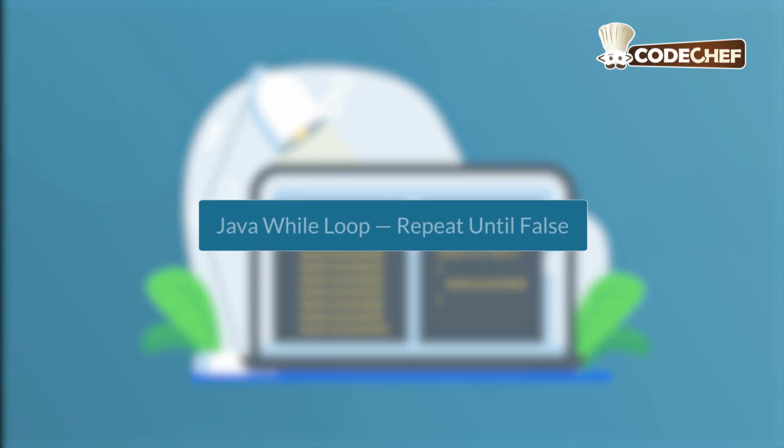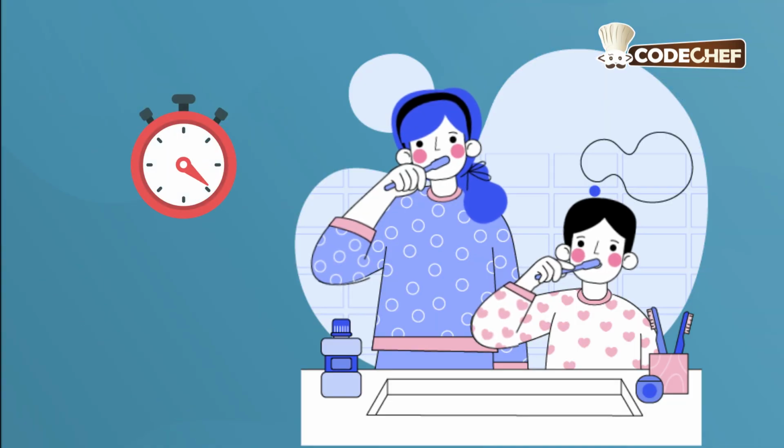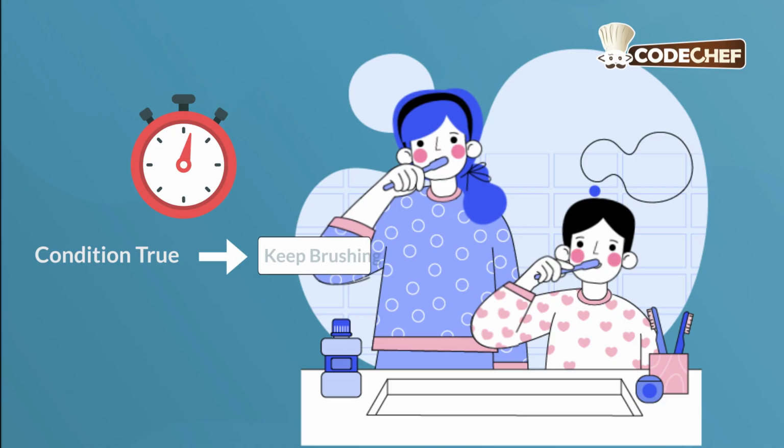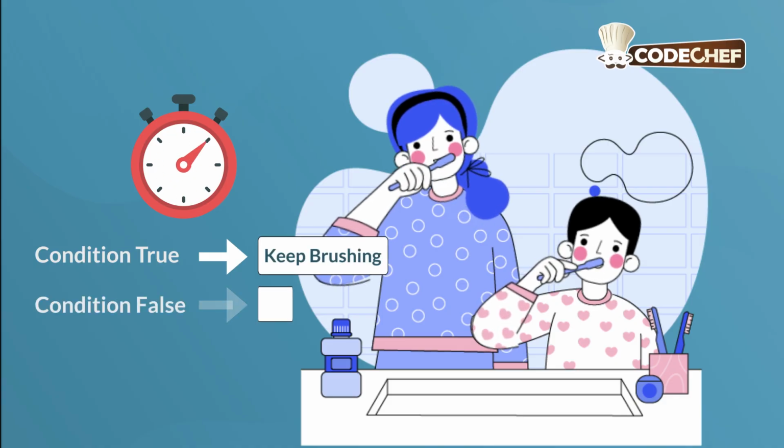Imagine printing numbers from 1 to 10, but without typing 10 print statements. That's where the while loop comes in. It repeats an action as long as a condition stays true. Think of it like brushing your teeth. You keep brushing while the timer hasn't reached 2 minutes. Once the timer ends, you stop.